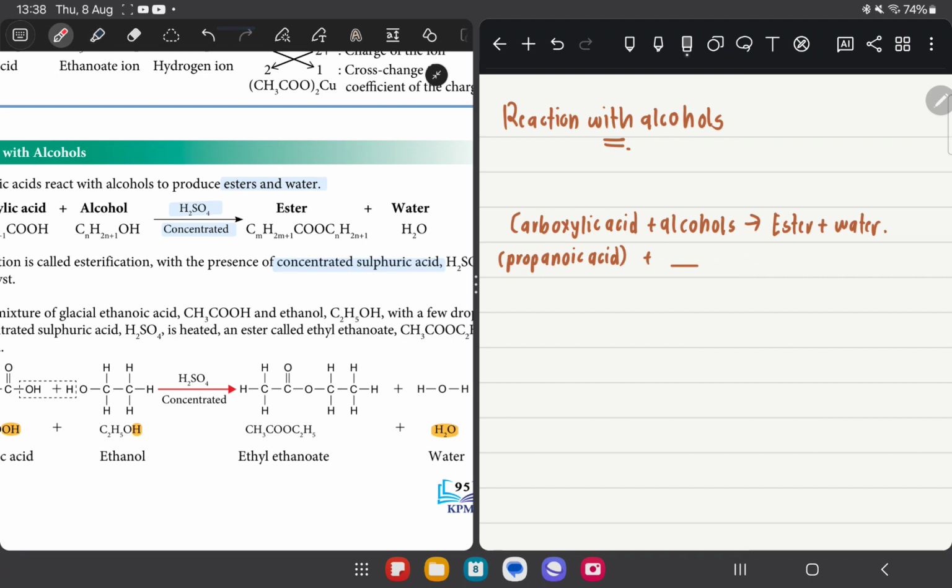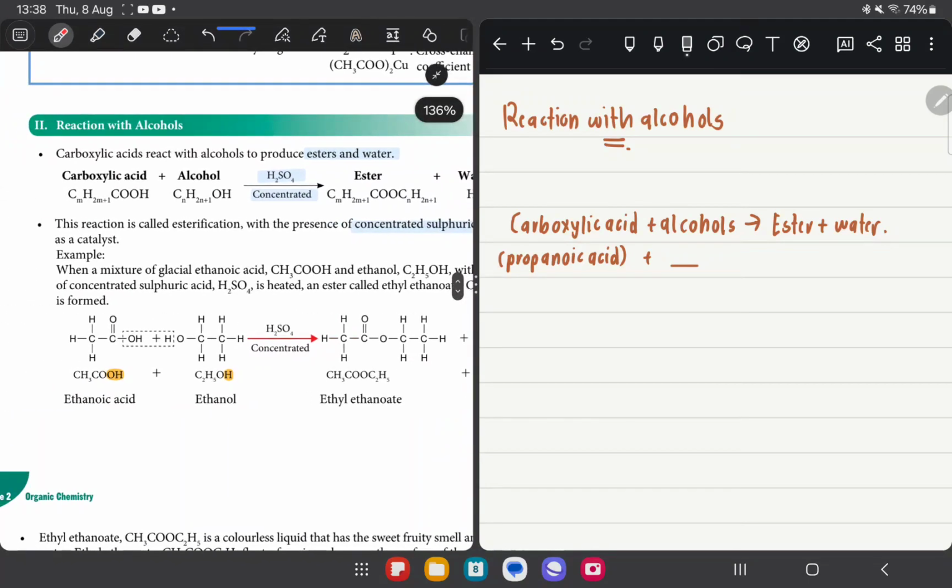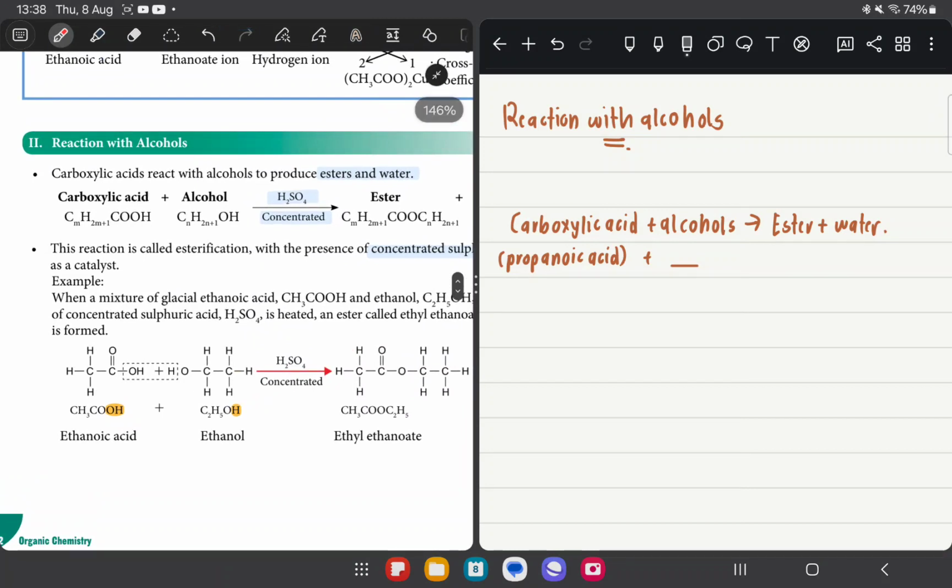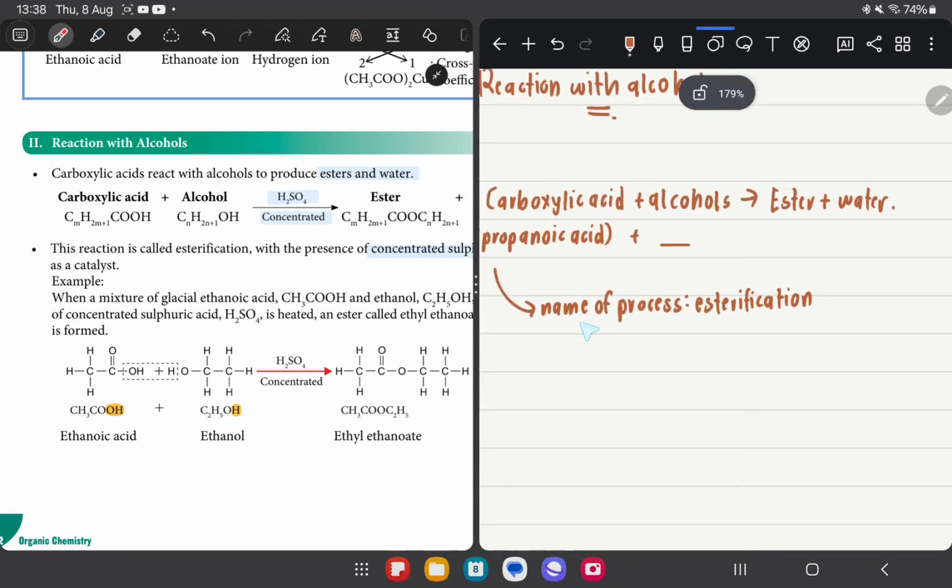This one is a very crucial point, because this process, when a carboxylic acid and alcohol react, the name of this process is esterification. In Bahasa Melayu, pengesteran, right? And for this process, we need a catalyst. What is the catalyst? Remember you should have the word concentrated sulfuric acid. You cannot use dilute sulfuric acid or simply sulfuric acid.